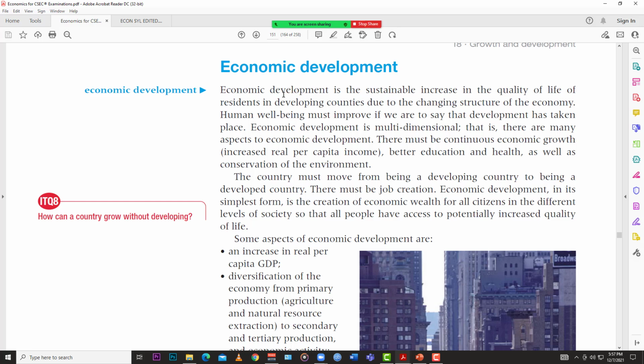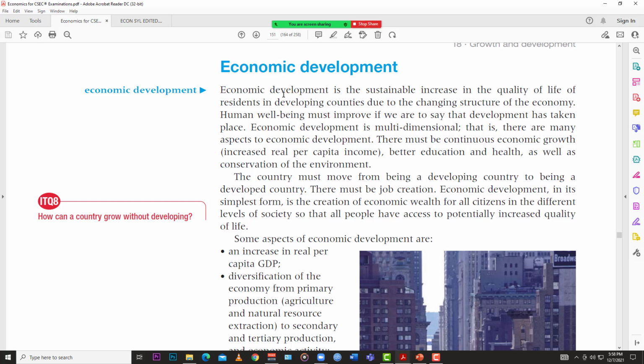So if all of a sudden we have more access to education, more access to health, more access to clean water, that is development. That is economic development. And so economic development is a sustained increase in the quality of life of residents in developing countries due to the changing structure of the economy. So whatever happened in the economy that led to an increase in the quality of life, that is economic development.